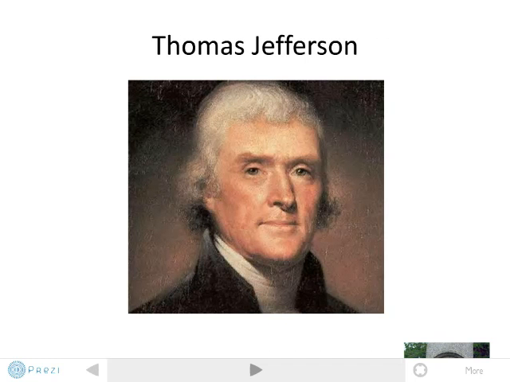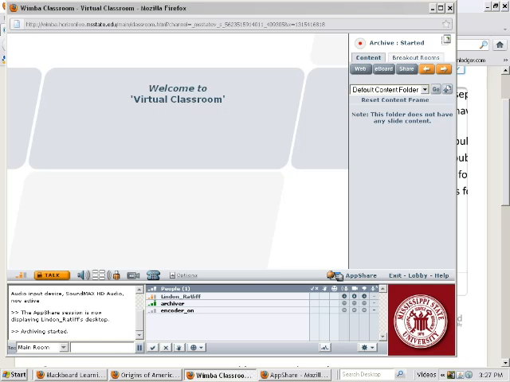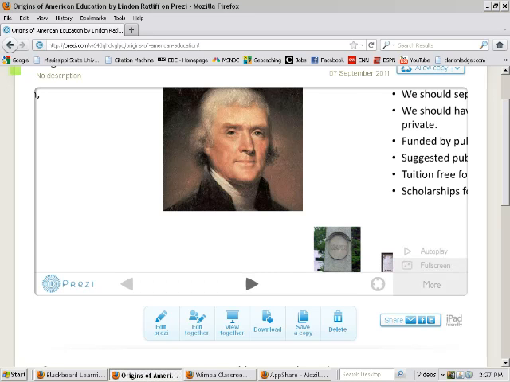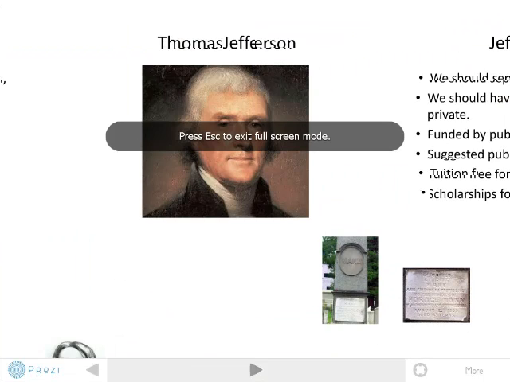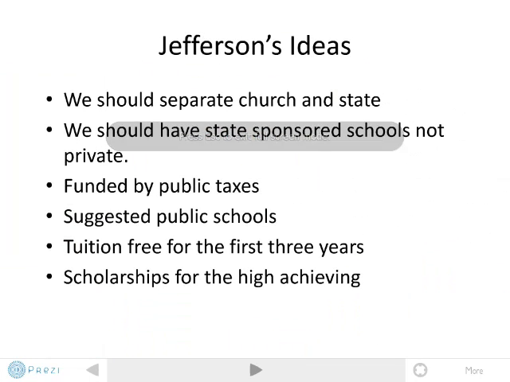Now, Thomas Jefferson is our true founder, our true advocate of public education. This is after the Revolution. Thomas Jefferson understood that there was a need for public education, that we needed this. So, what Thomas Jefferson started encouraging is the idea that we should separate church and state.